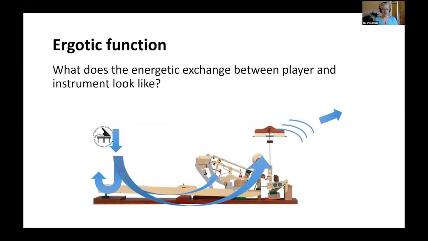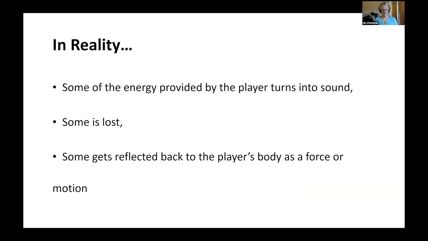Here's a schematic, if you like, of the first image. It really shows what form the energetic exchange between the player and the instrument takes. You can see here more explicitly arrows showing how energy goes across this mechanical coupling between the player and the instrument. Some of it comes back. So this is what happens in reality. Some energy gets converted into sound, but more energy gets converted into and reflected back to the player across the coupling between the player and the instrument. And of course, some gets lost just through entropy.